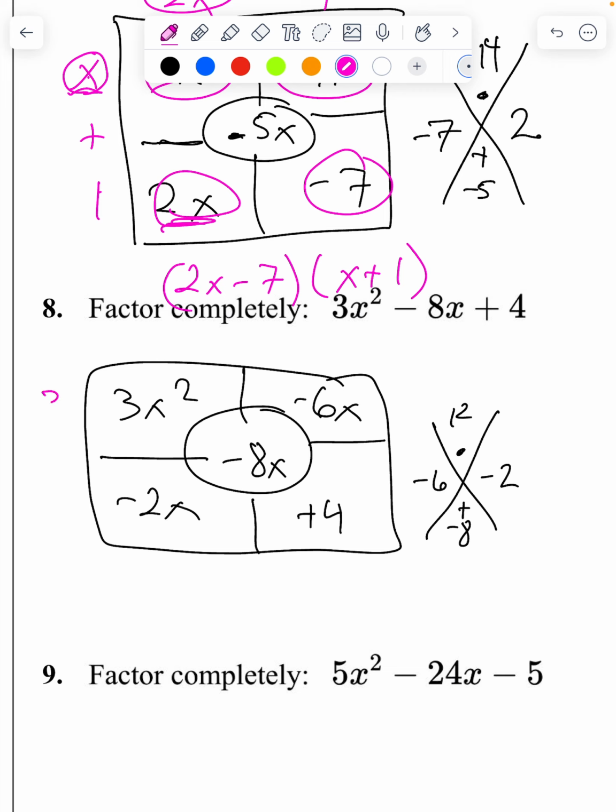To get 3x squared, it's 3x times x. And I purposely put this 3x across from the negative 6 because 3x times negative 2 gives me negative 6. And then x times negative 2. So this will be 3x minus 2 times x minus 2.